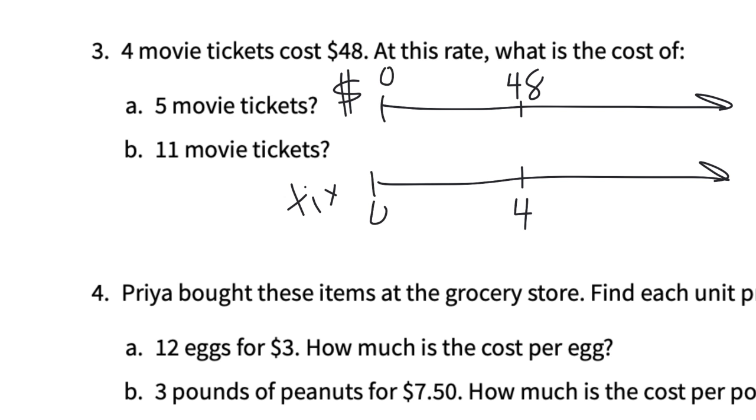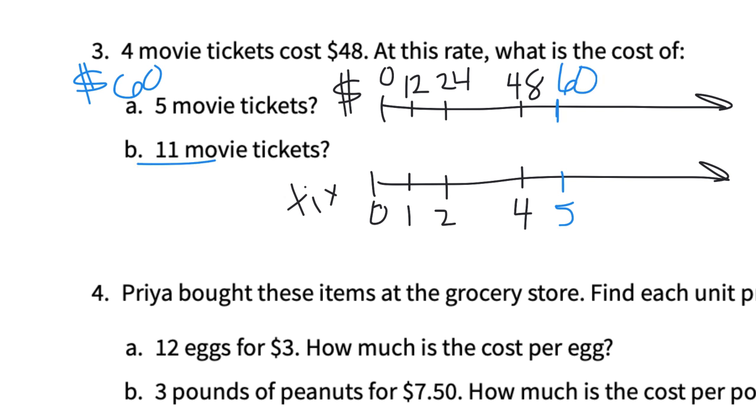So now let's just get going on this. So 2 tickets is going to cost us 24 bucks. 1 ticket is going to cost us $12. Because if we're cutting the number of tickets in half, then we're cutting the cost in half. So how are we going to get 5 movie tickets? Well, 4 plus 1 is 5. So $48 plus $12 is 60 bucks. So there's our cost for 5 movie tickets: 60 bucks.